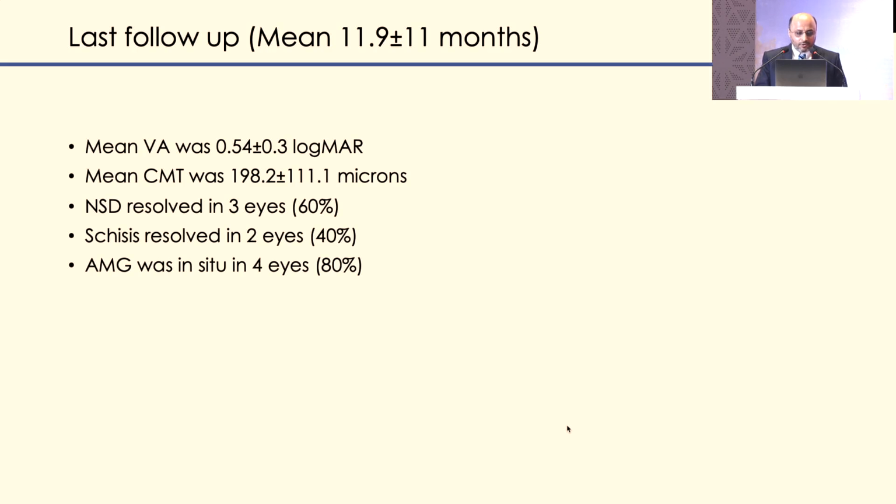In a mean follow-up of around 11 months, the visual acuity is around 0.5 logMAR with a CMT reduction of 128. The NSD resolved in almost 60% of eyes, and schisis in almost 40%, and the AMG was in situ in 80% of eyes. Because this data is only of 5 patients, obviously the percentage difference is large.